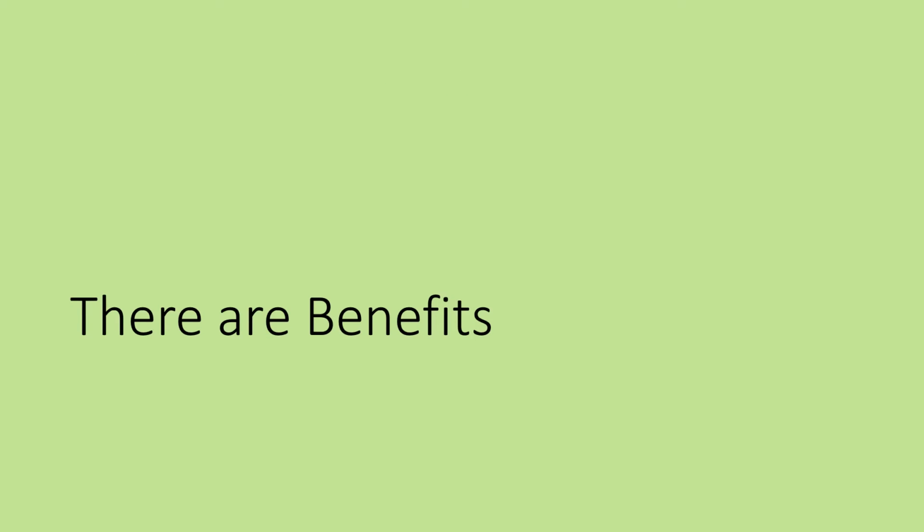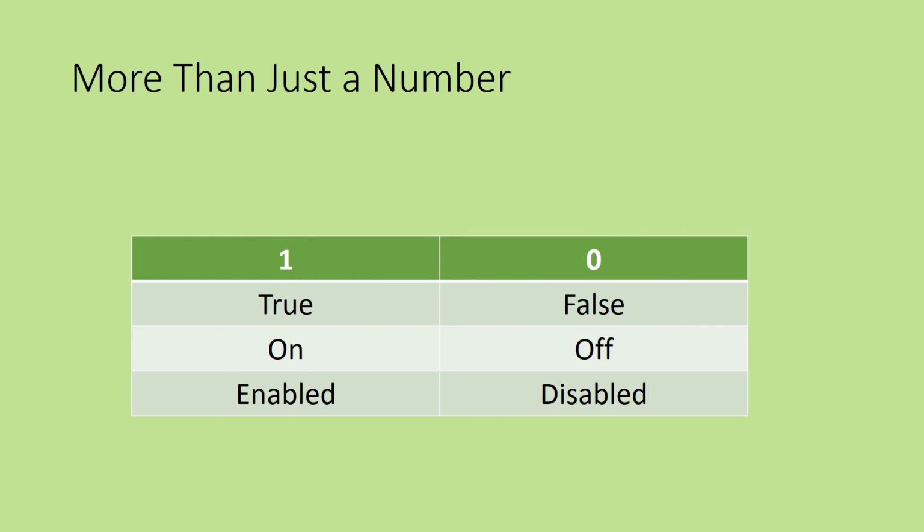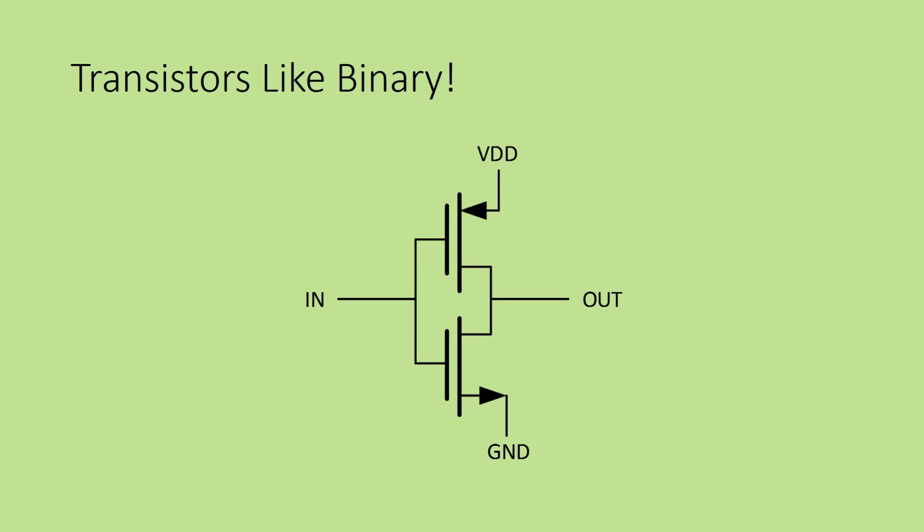Fortunately, there are some rainbows that come with this simplification. Firstly, 1 and 0 can be viewed as more than just a way to encode decimal numbers. We can think of them as Boolean values. A bit being 1 could mean something as true, on, or enabled, while 0 could mean something as false, off, or disabled. And you will see later on that this method of viewing bits is very important to digital design. It also turns out that it's very easy to implement digital designs using transistors, because transistors love binary.